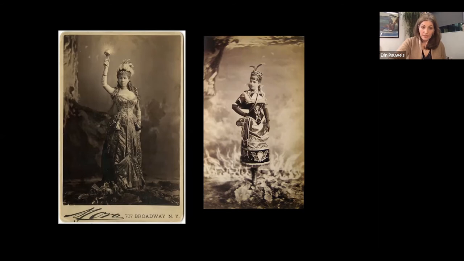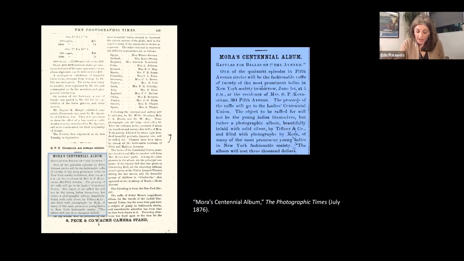The fantasy and dislocation that characterizes Mora's society portraits did not mean, however, that he was uninvolved in the real-world concerns of the Cuban immigrant community in New York City, especially around the time of the centennial. Among the first independent projects that Mora completed after leaving Sarony's studio was a grand centennial album, which was described in the Photographic Times of July 1876 as a series of portraits featuring the most prominent young ladies of New York fashionable society. And it was to be sold by raffle for the benefit of the Ladies' Centennial Union.